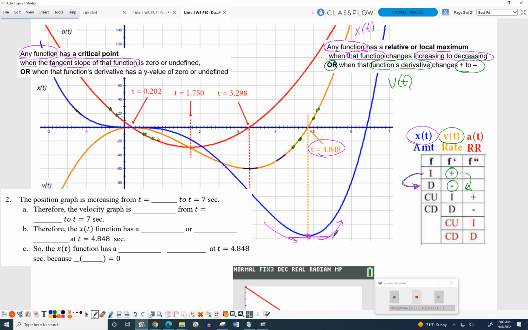The other way to determine the critical point on position, the way you'll more likely do it on a test, is the second part of the definition, which says, or when that function's derivative, the derivative of position is velocity, has a y value of 0. So sure enough, right here, when the velocity graph has a y coordinate of 0, that means the position graph has a critical point at that same spot. Questions? Awesome.